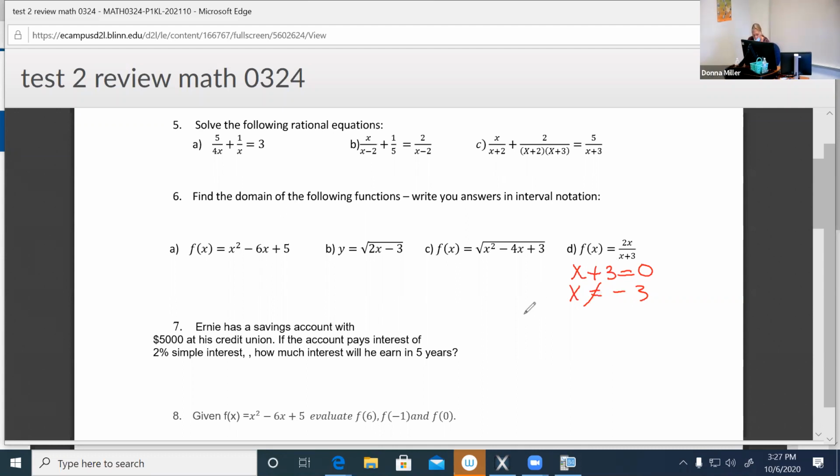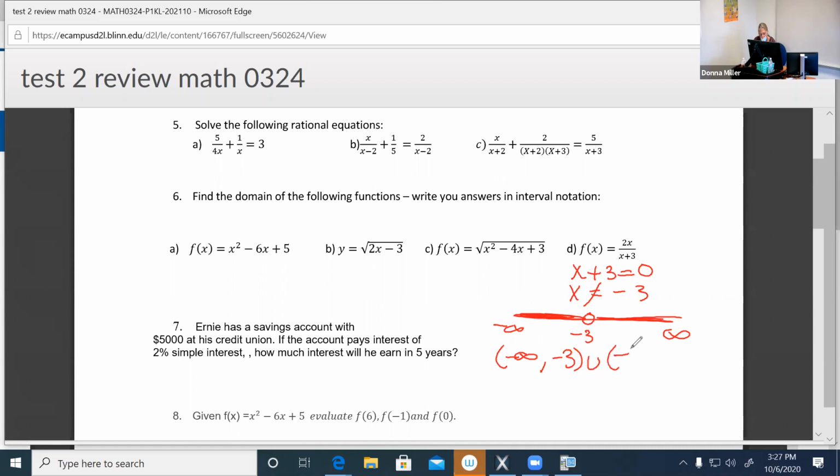So remember, with the number line, here's -3. Everything else is good, right? We got this guy and this guy, so we have 2 intervals. So we go from -infinity to -3, and from -3 to infinity. Notice with those rational functions, there's no square brackets. They're all round. For rational, for the domain, it can't be the thing on the bottom, so you're always going to exclude things.